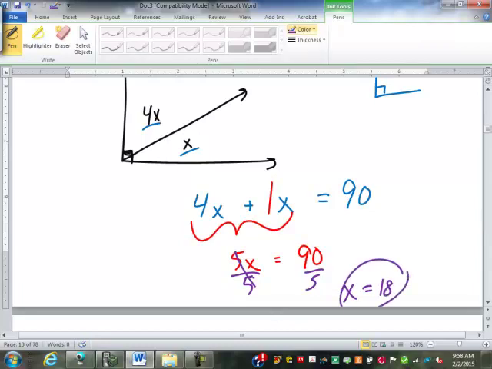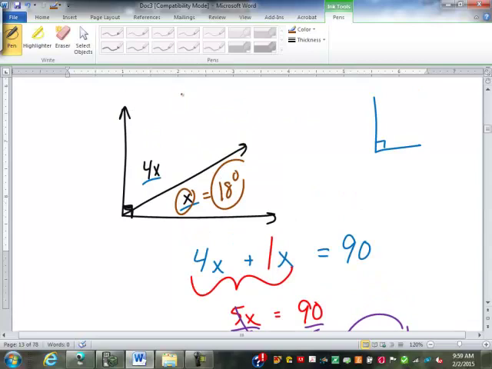Now what? Okay, so this one's easy. This angle is just x, so that is 18 degrees. This angle up here is 4 times x, so 4 times 18 is 72. So that is 72 degrees.